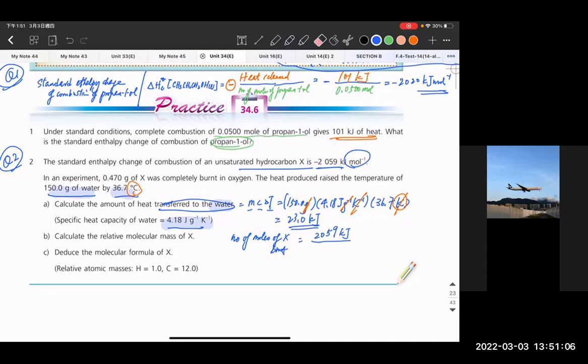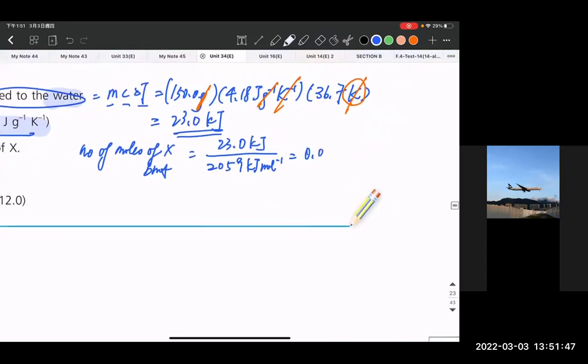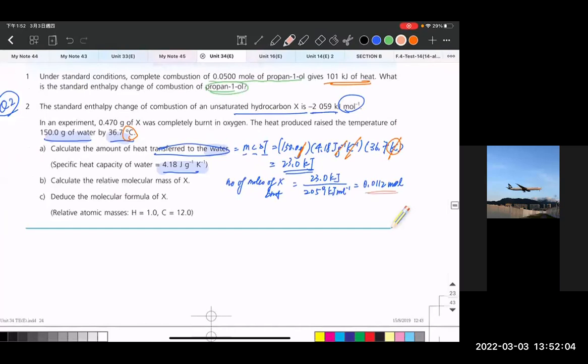It's just one mole, but you have got this one, 23.0 kilojoule. How many moles do you need? Check the unit. If you find it confusing, you better check the unit. It should be 23.0 kilojoule over 2059 kilojoule per mole. How many moles will you get? 0.0112 mole. Which means that you just burned a very little amount of the unsaturated hydrocarbon, not 1 mole, but it's enough.